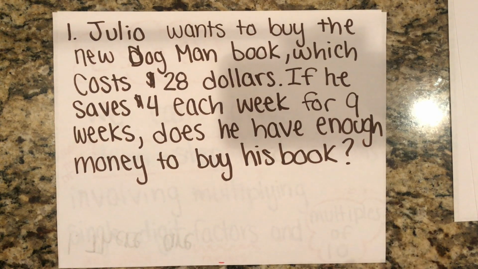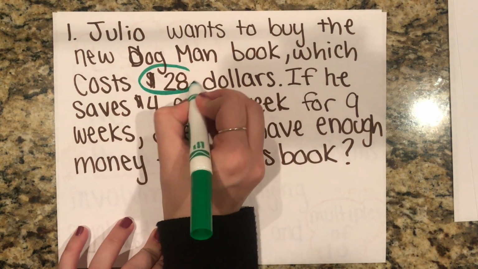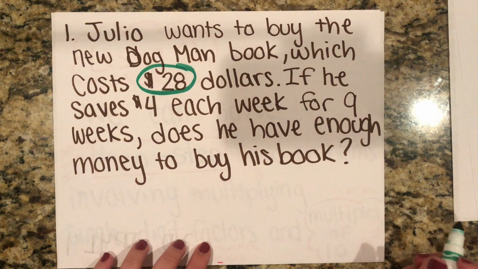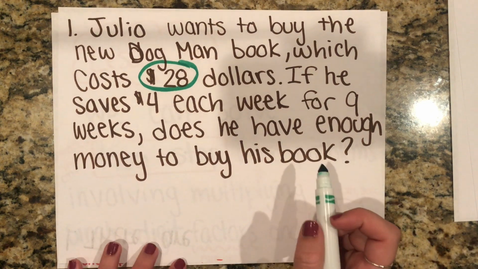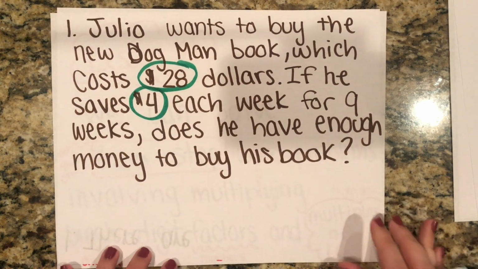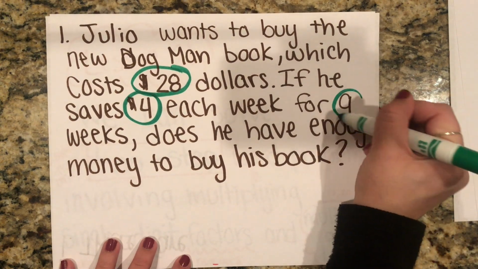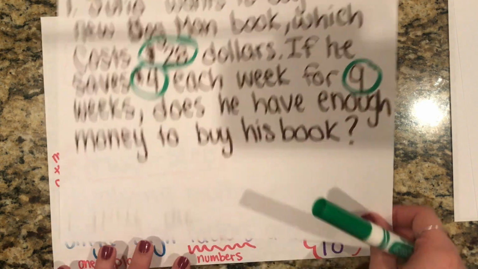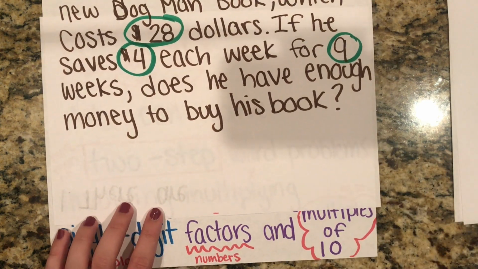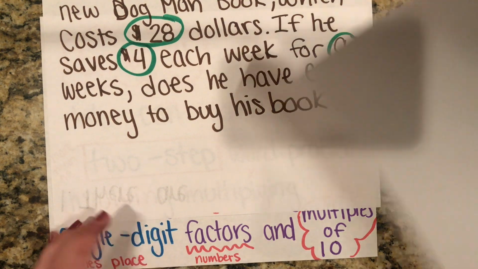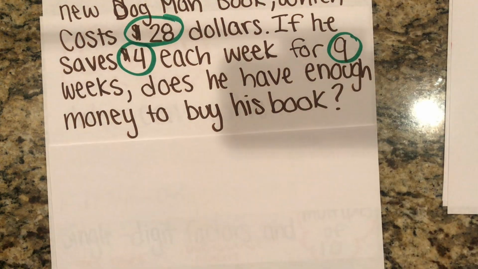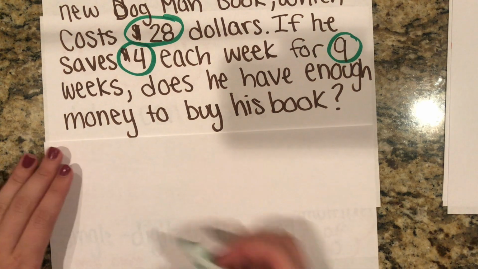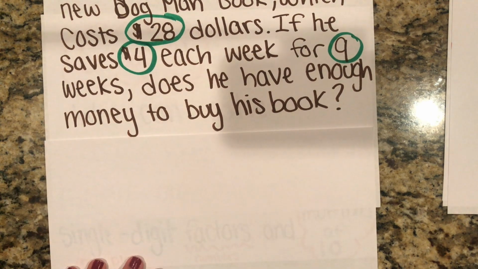For our first problem, Julio wants to buy the new Dogman book, which costs $28. And I'm going to circle 28, so that's an important number. If he saves $4 each week for 9 weeks, does he have enough money to buy his book? So in order to solve this problem, first I'm going to draw a tape diagram, because I think that's the easiest way for me to solve a problem.